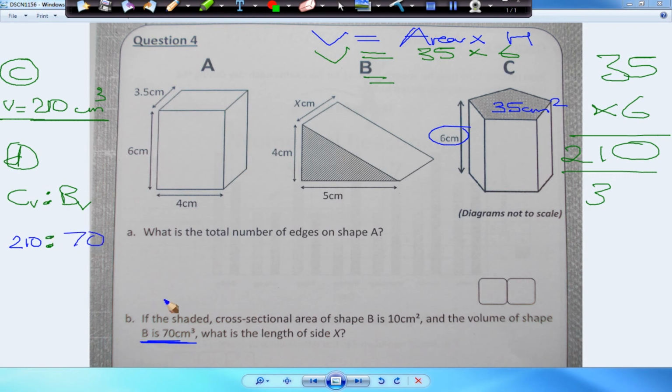Now, the question says, what is the ratio of C to B? That's the ratio. Can we simplify the ratio at the moment? Yeah? What can we do first of all? We can first of all divide them both by 70. So 70, we divide that by 70, and 210, divide that by 70. Because 70 is the highest common factor, that will give us 3 and 1. Okay, and that is the answer, folks, to part D.